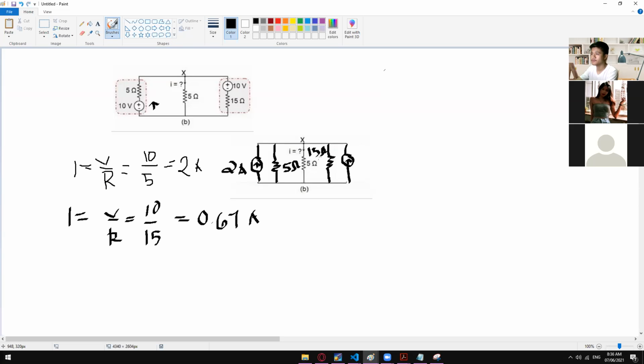So 2 amps, 5 ohms, 15 ohms, and 0.67 amps. Are we clear so far on the right side equation? Did you guys get this one or no? All right. So what about the others? Only you, Miss Maxine.